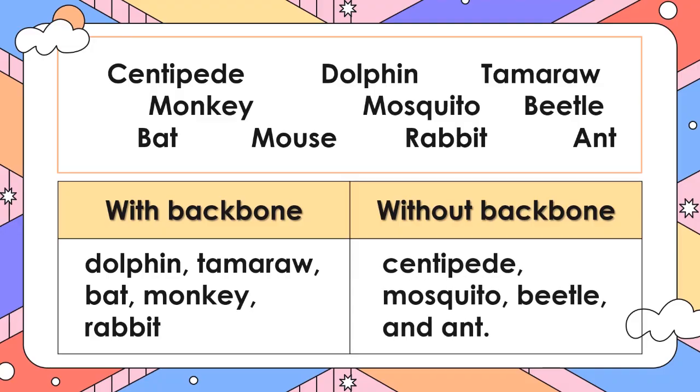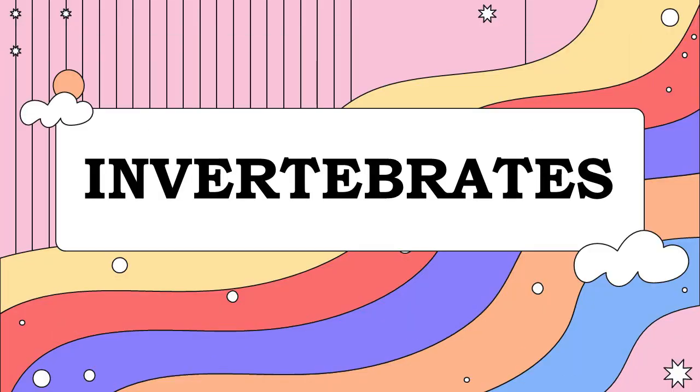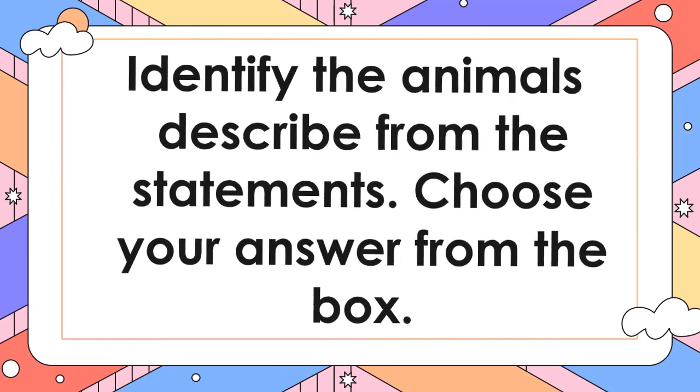Right, these are centipede, mosquito, beetle, and ant. What do you call them? Right, invertebrates. What is your basis of grouping them? Great! It is based on their distinguishing characteristics. Alright! Let's do another activity from your module. Identify the animals described from the statements. Choose your answer from the box.